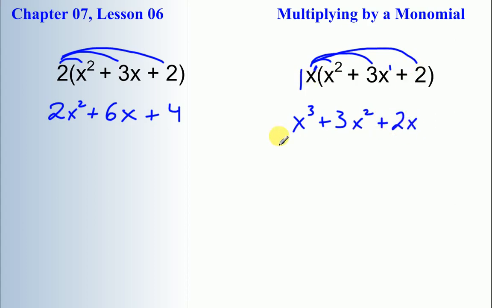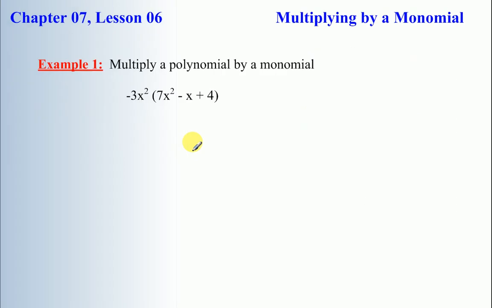Now notice, once you've written your polynomial, you should have it in descending order if it started out in descending order. 2, 1, 0, 3, 2, 1. Technically there's a 1 here, we don't have to write that one. Alright, so that's how multiplying a polynomial with a monomial works. So let's have a look at these examples here.